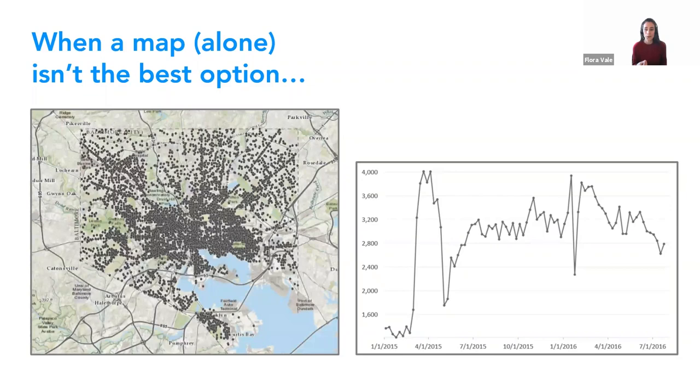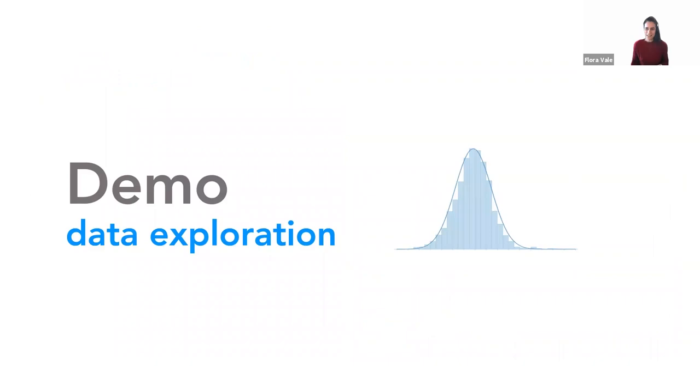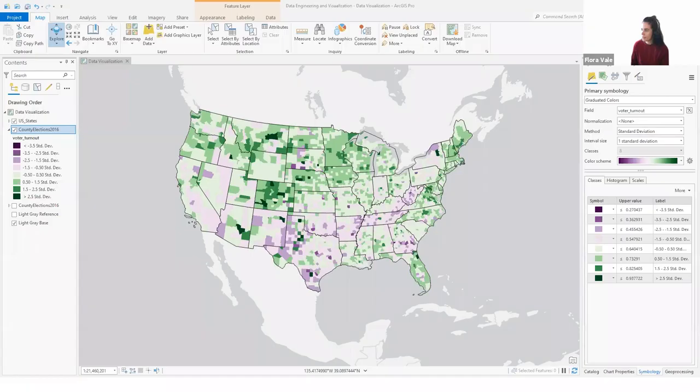So let's take a look at some demos of charts in Pro and in ArcGIS Online. So we'll move over to start here in Pro.